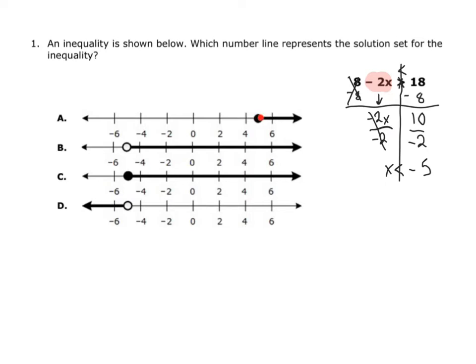Here we have x is greater than 5. Here we have x is greater than negative 5. Here is x is greater than negative 5 or equal to. And here we have our correct answer of x is less than negative 5. So D is our answer.